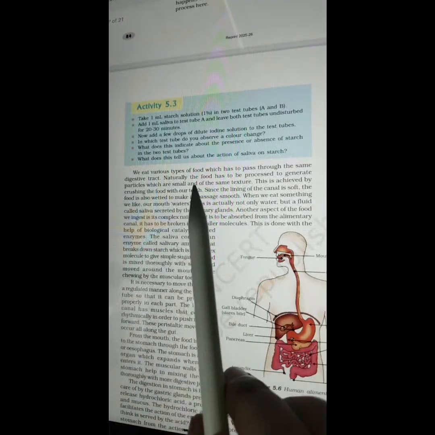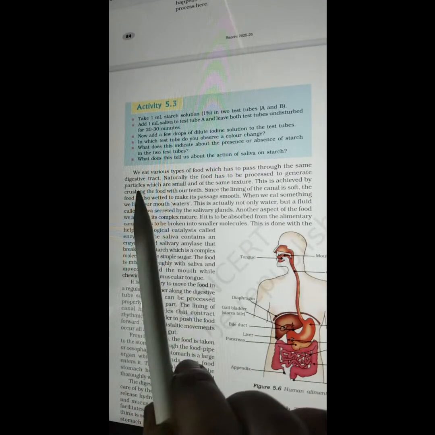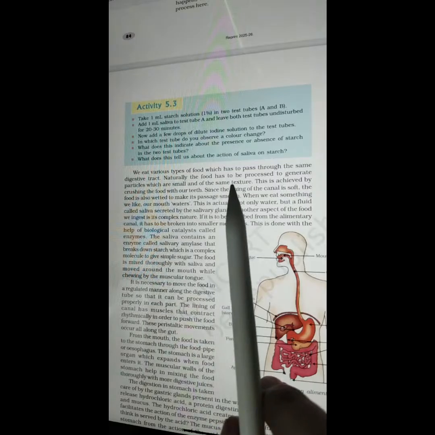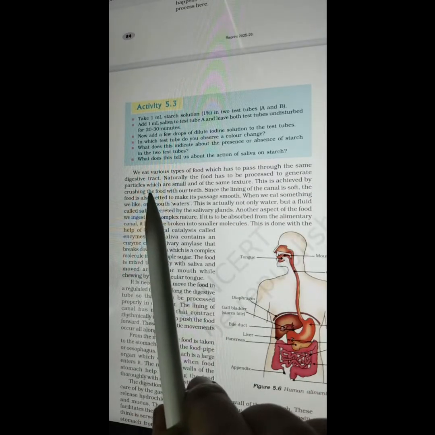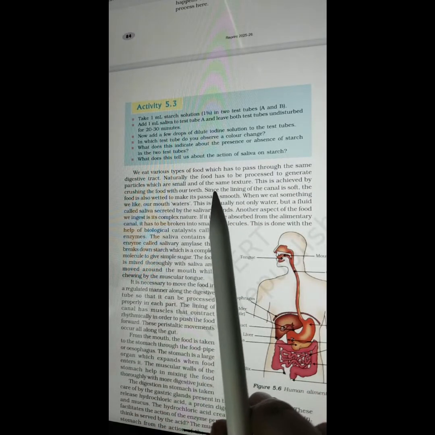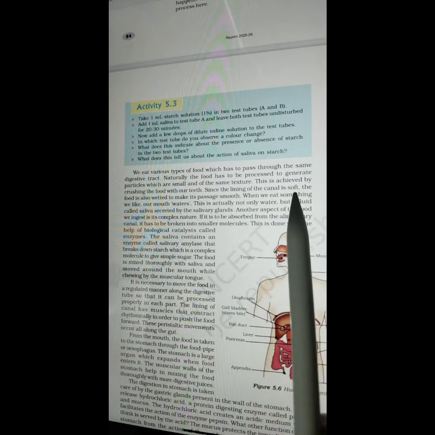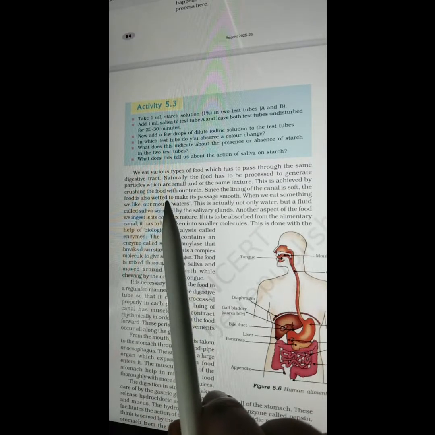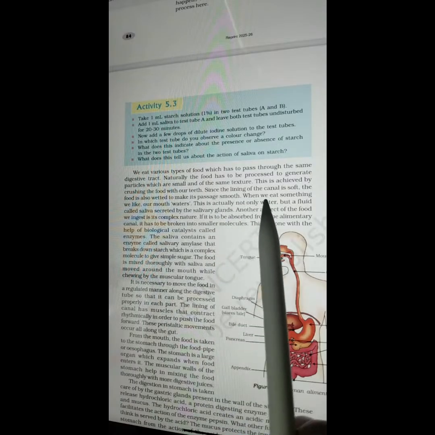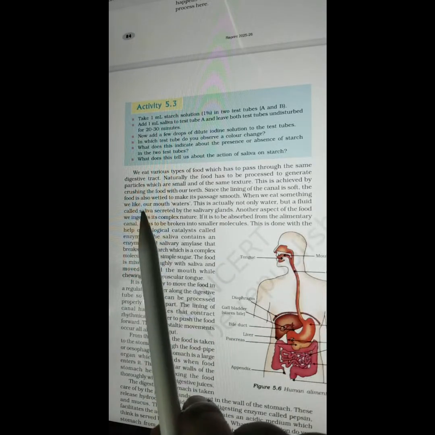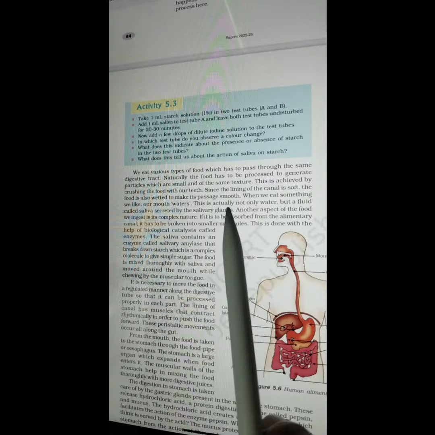We eat various types of food which has to pass through the same digestive tract. Naturally, the food has to be processed to generate particles which are small and of the same texture. This is achieved by crushing the food with our teeth. Since the lining of the canal is soft, the food is also wetted to make its passage smooth.